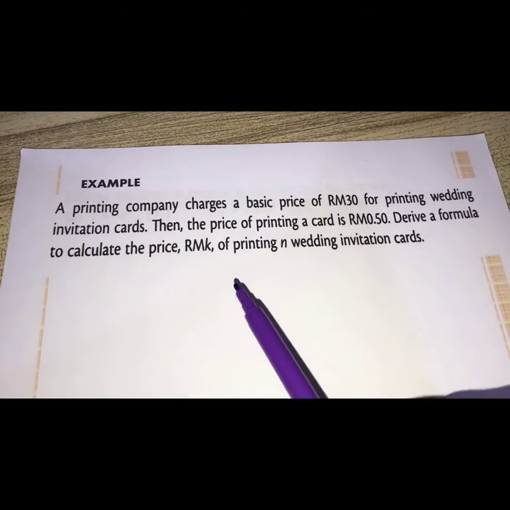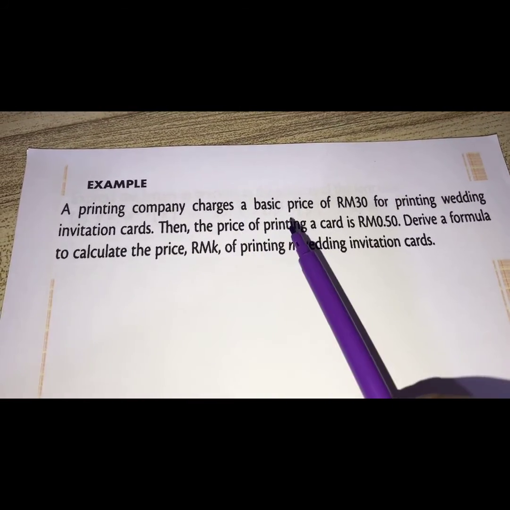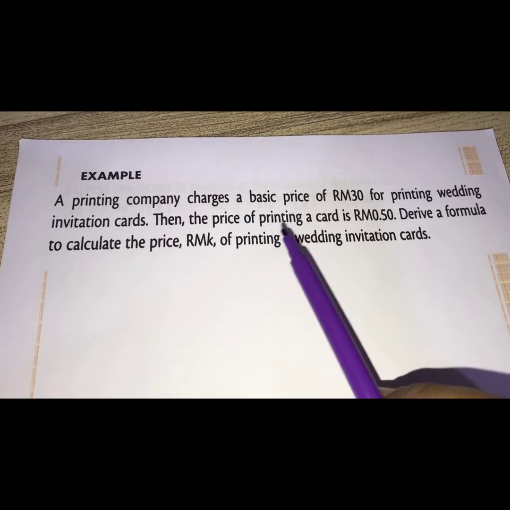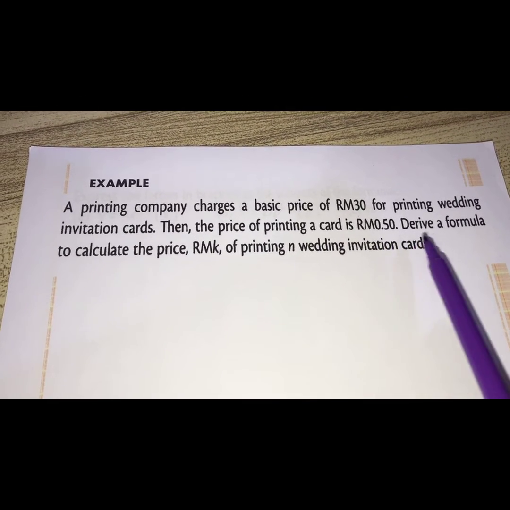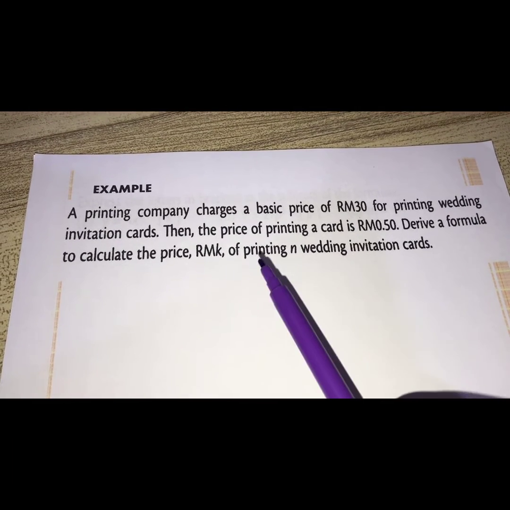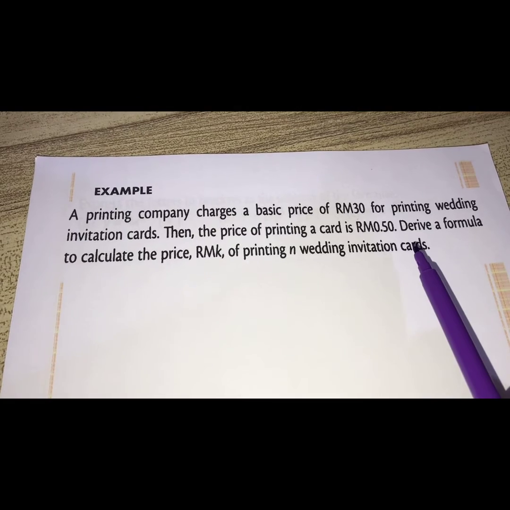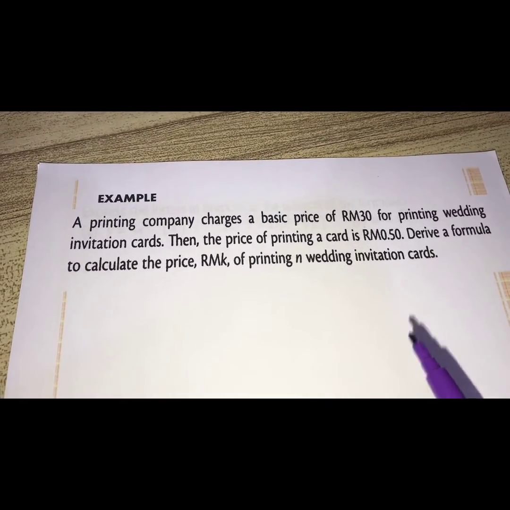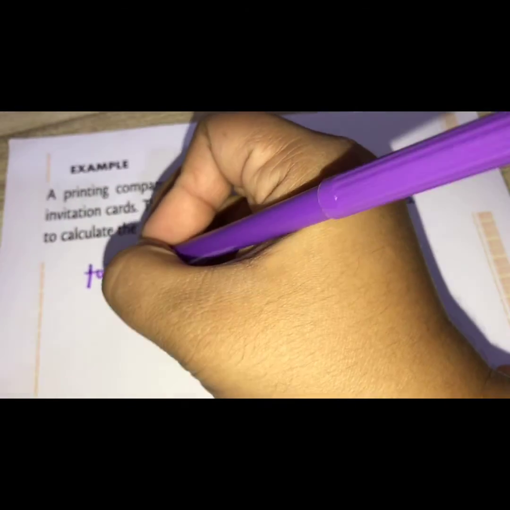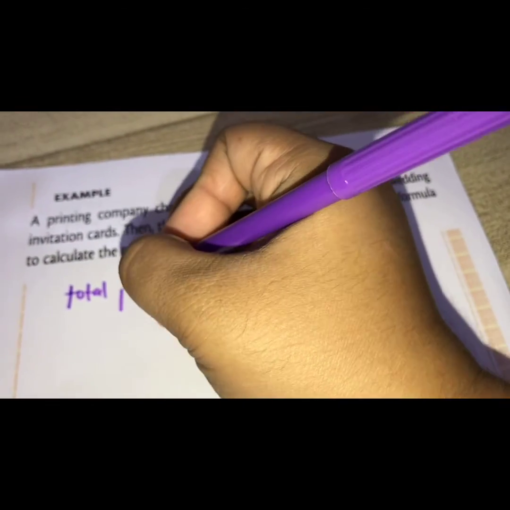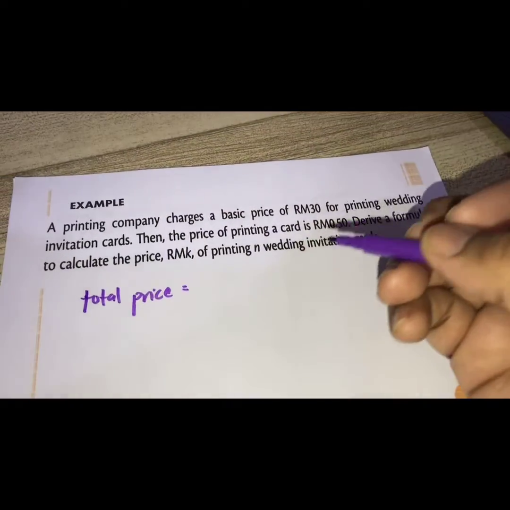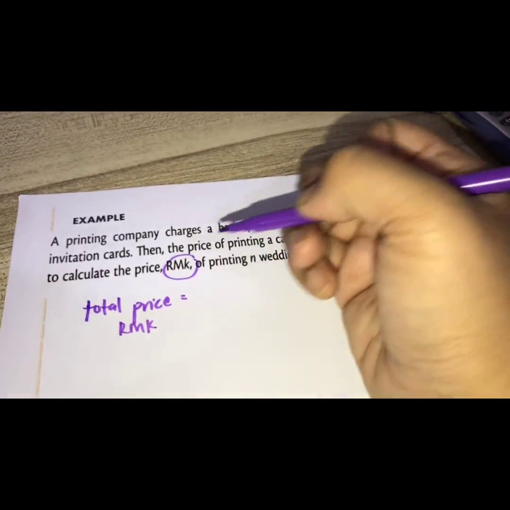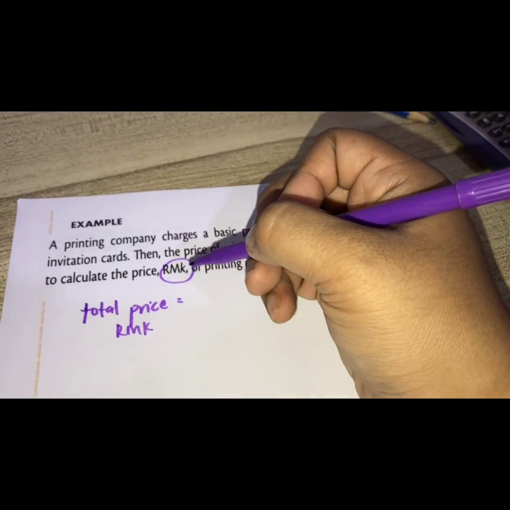Example. This question: a printing company charges a basic price of RM30 for printing wedding invitation cards. Then the price of printing a card is 50 cents. Derive a formula to calculate the price RMK of printing wedding invitation cards. For the formula, you can write total price. The total price is RMK. RMK is the variable, you don't know the price.